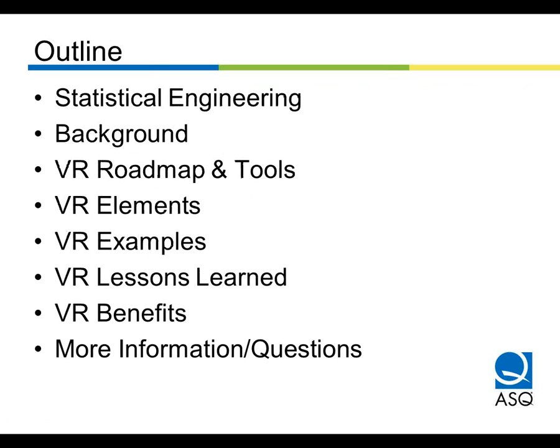The outline that I'll follow is first to define statistical engineering, and then to give you some background on the situation that existed that led to the development of this variation reduction methodology, then share the details of the roadmap and the tools that make up the methodology, talk about the other elements of the methodology, share some examples, lessons learned, and the benefits that were achieved, and close with some more, where you can find some more information as well as answer your questions.